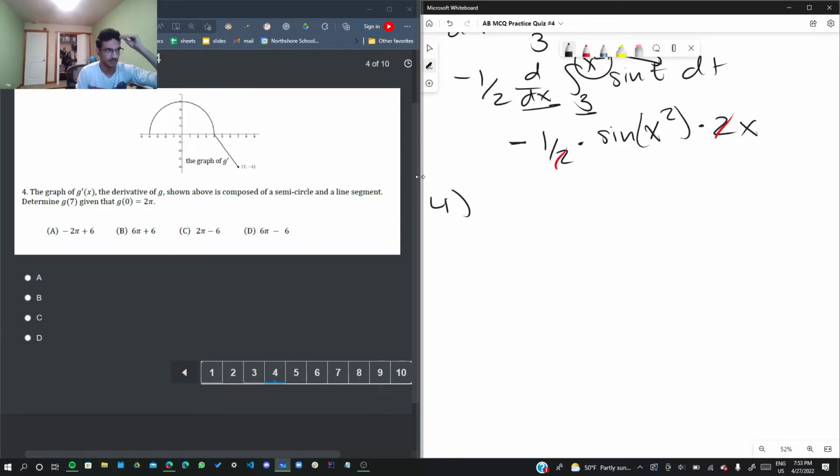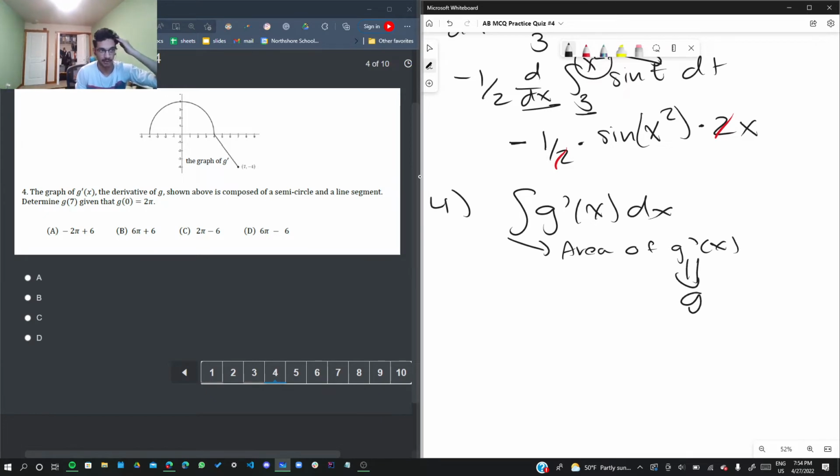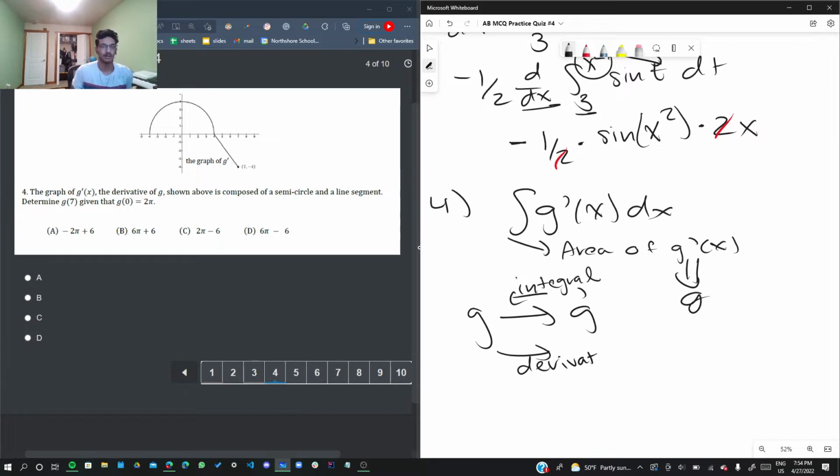Okay, so they're giving us g prime, and a good thing to note is that the integral of g prime, or the area of g prime, is going to be g. Anytime you get the area, the derivative and the integral undo each other. If you go from g to g prime, you take the derivative. In order to inverse from g prime to g, you have to take the integral.